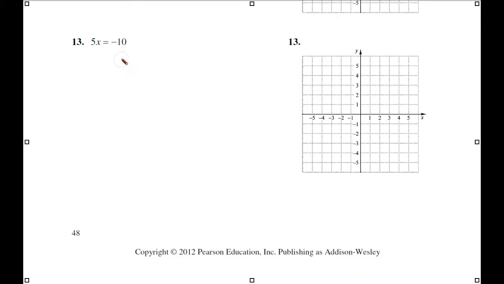Now remember, in something like this, we don't have x equals something, so we have to solve for x. So we're going to divide both sides by 5, and we get x equals -2. So we get our line, and there's our graph. Again, there are arrows at the end, and they go on to infinity.